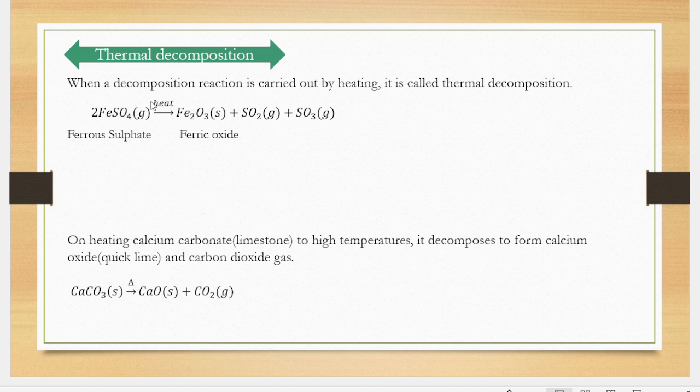For example, this is your example number 1. This is your example number 2. For example, you see ferrous sulfate. Now, ferrous sulfate का decomposition होता है जब heat provide करते हैं. जब हम heat provide करते हैं तब तीन प्रोडक्ट में ब्रेकडाउन होते हैं. That is ferric oxide, sulfur dioxide and sulfur trioxide. It breaks down into three products: ferric oxide, sulfur dioxide and sulfur trioxide.